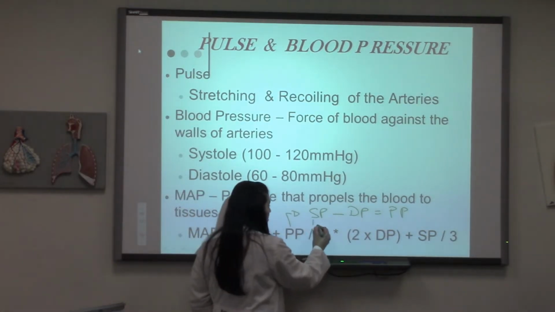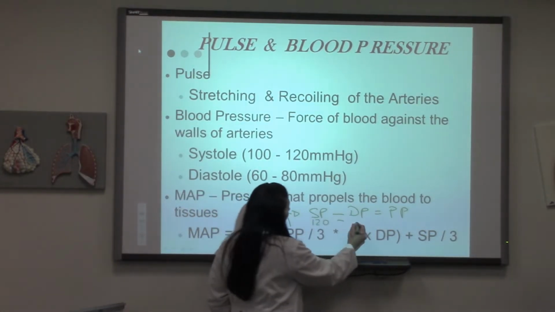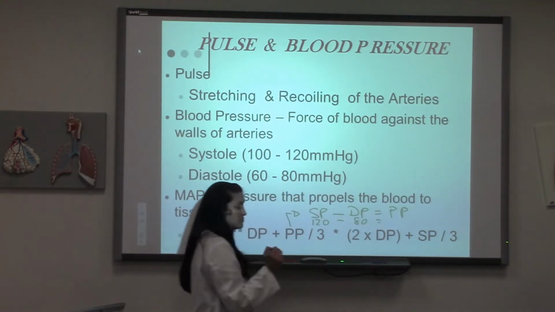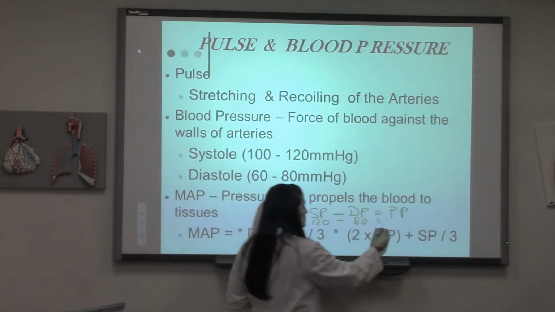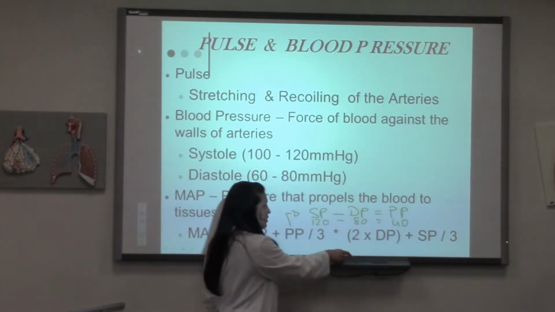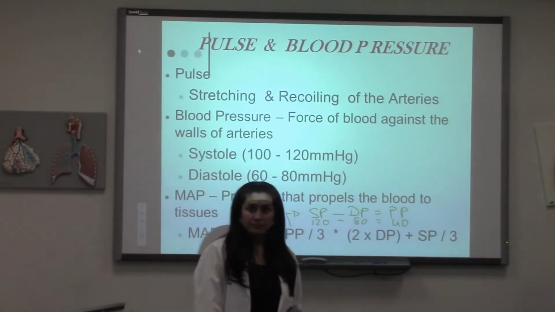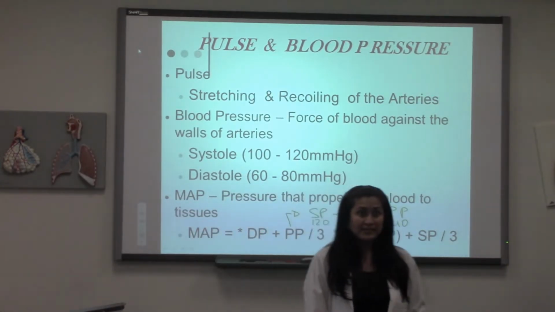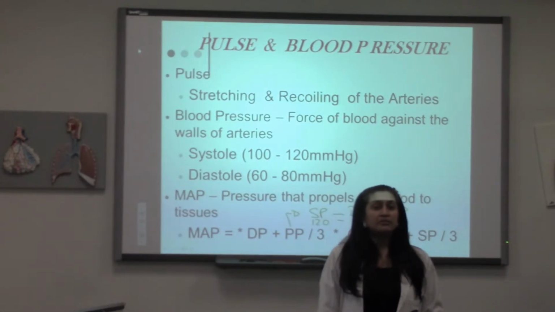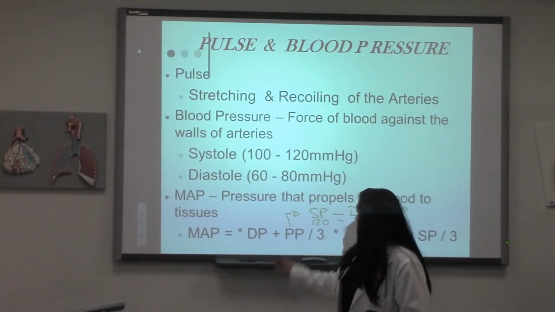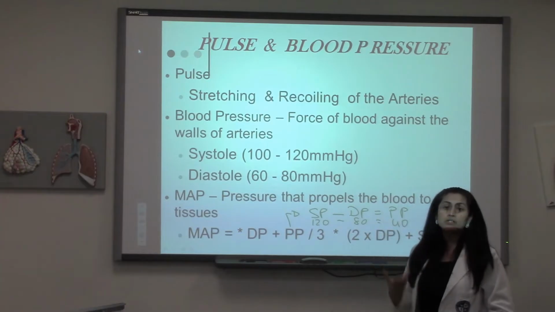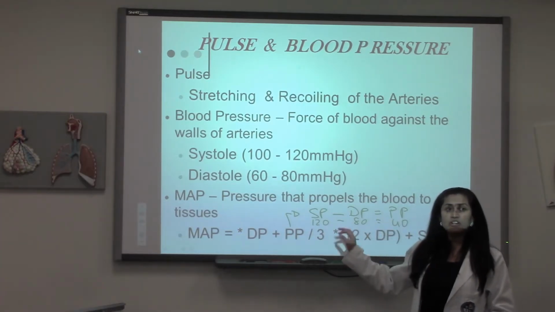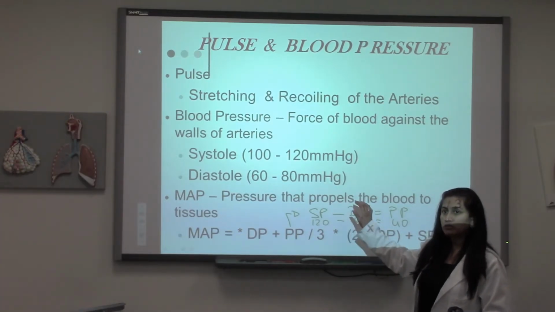So 120 minus 80 gives you what? 40. So the pulse pressure would be 40. Does that make sense? So 120 minus 80 gives you 40, and your 40 is the pulse pressure. Any questions so far? Move on.